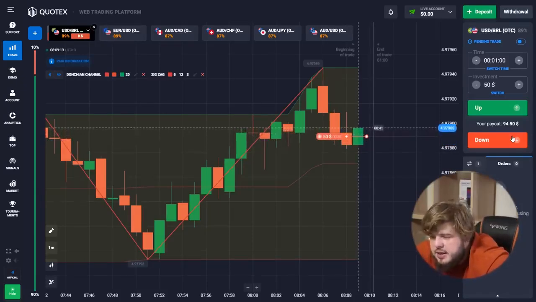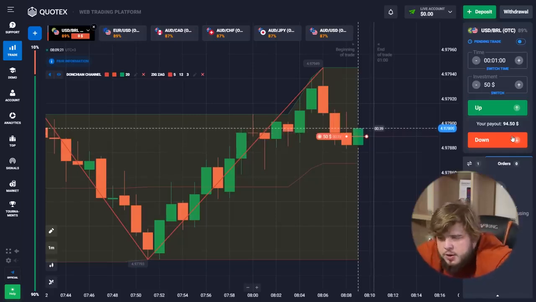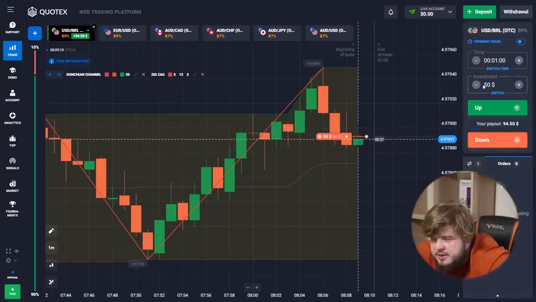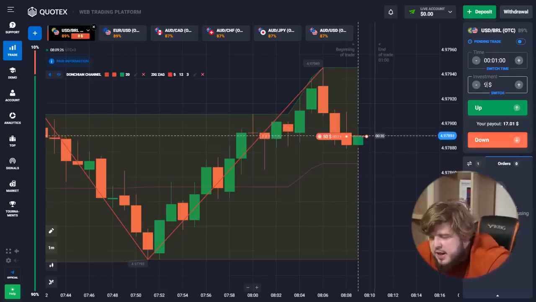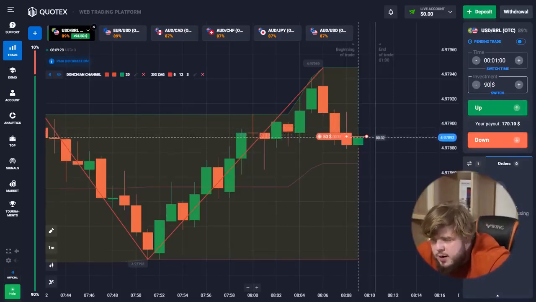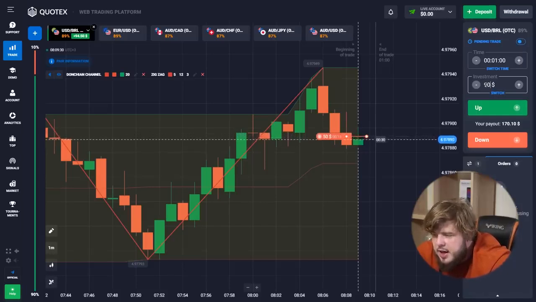Concerning this trade that we have now, you can see that price has already hit a strong level of resistance and now price is going down. That's why we open a sell position here, and we're just waiting for our profit now.